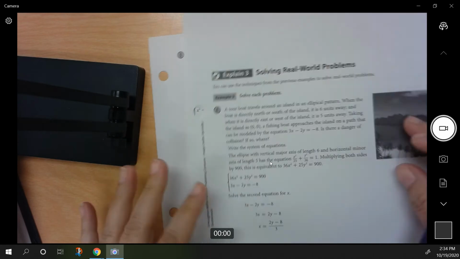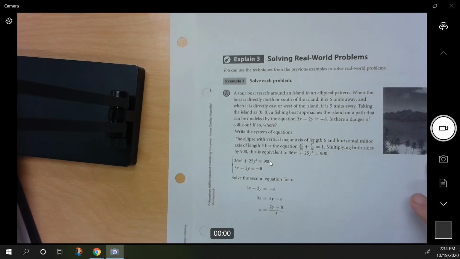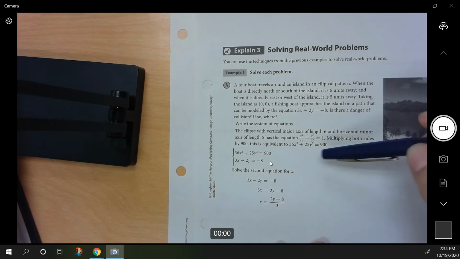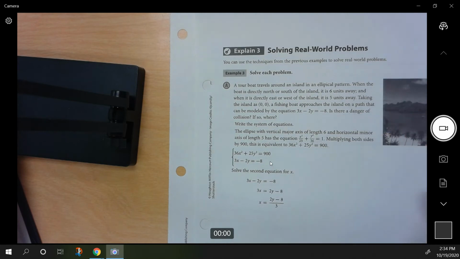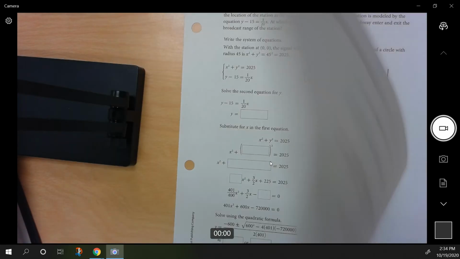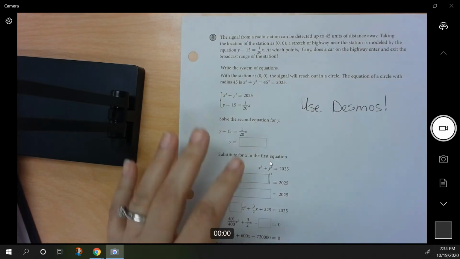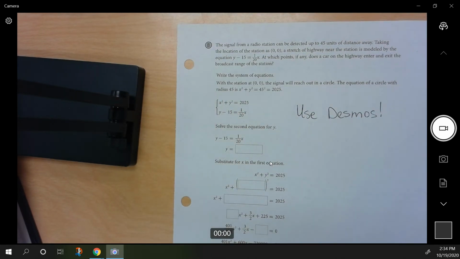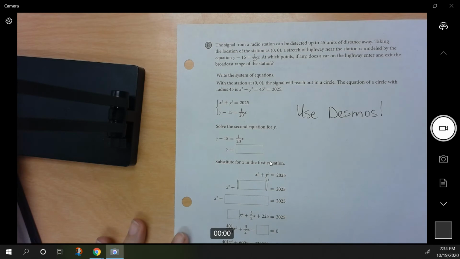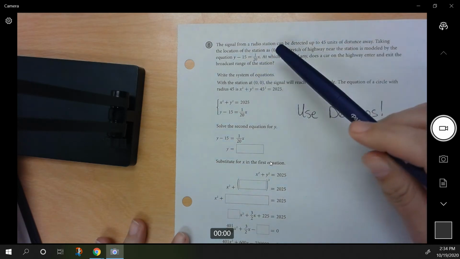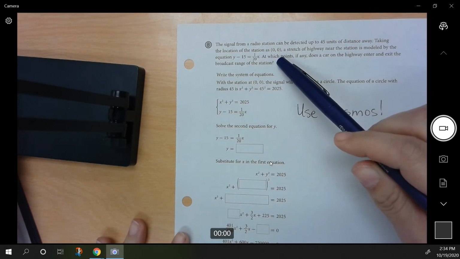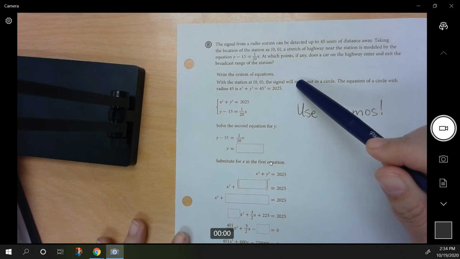We can do the same kind of problem with word problems. They give us our two equations, and we simply stick them in and find out on Desmos where they cross. So let's look at this example. A signal from a radio station can be detected up to 45 units of distance away. Taking the location of the station at 0, 0, a stretch of highway is modeled by y minus 15 equals 1 over 220. And we want to find the radius.